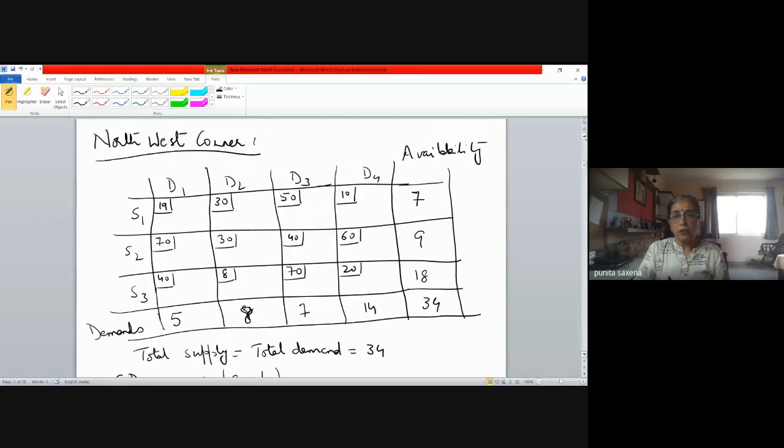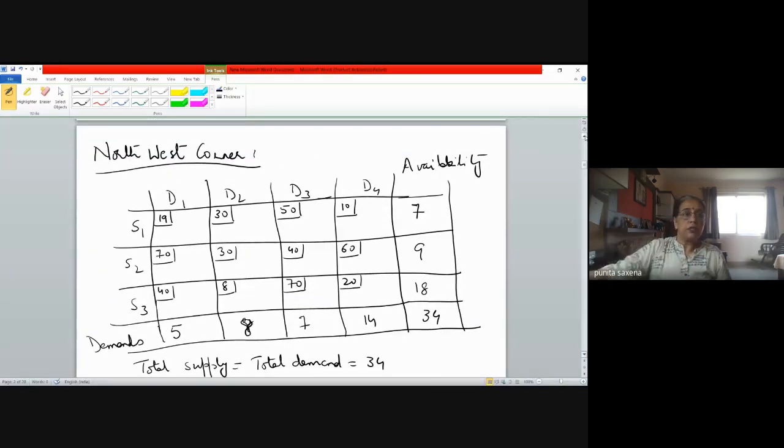Okay. Now I'll maybe use a different color here so that we'll have the allocations written in a different manner. Now minimum of 5 and 7 is how much? 5. So that means we supply 5 units from here. So the first source will supply 5 units to the first destination.